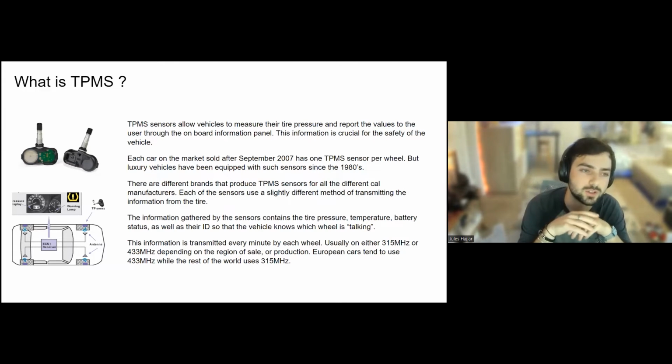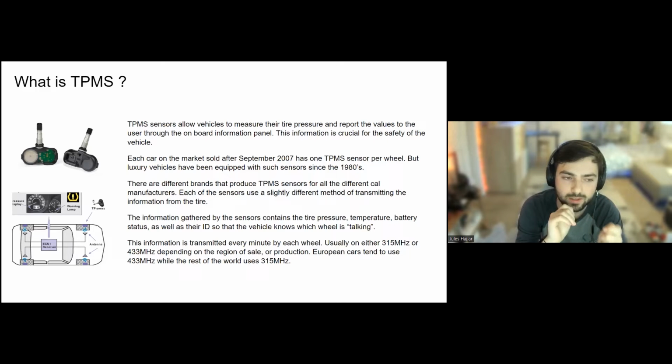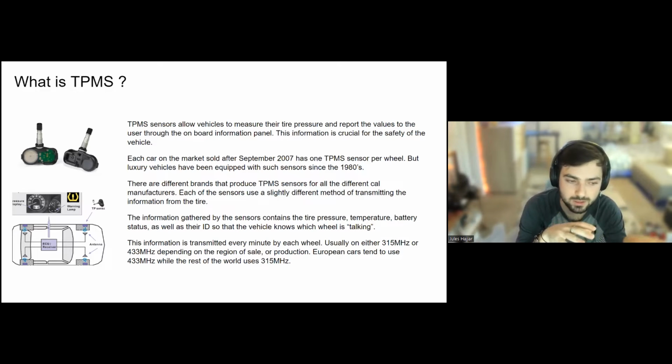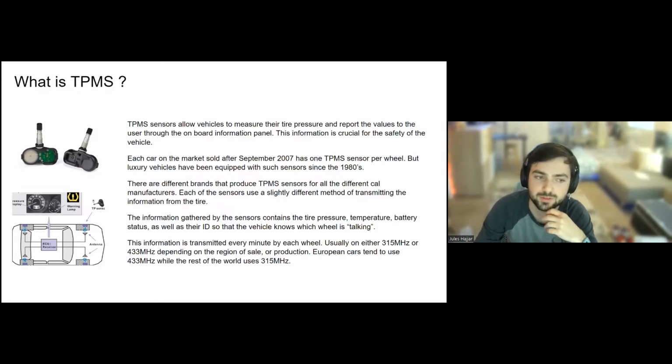And each of the sensors is going to use a slightly different protocol and packet structure, which is something that we figured out. And in those packets, there's different bits of information, like the tire pressure, of course, but also an ID so that the car knows what wheel is talking, as well as temperature and sometimes a battery status indicator. And that data is transmitted over one of two carriers, either 315 megahertz or 433 megahertz, depending on the region. Usually in Europe, it's 433 megahertz, and the rest of the world uses 315 megahertz.